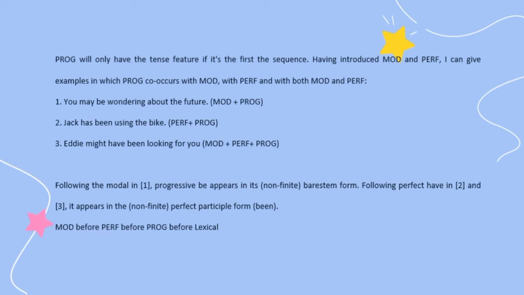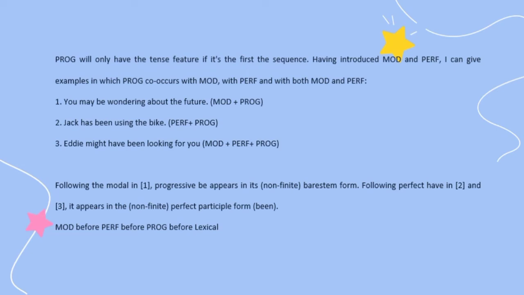Modal auxiliary plus progressive auxiliary. Number 2, Jack has been using the bike. It is perfect auxiliary plus progressive auxiliary. Number 3, Eddie might have been looking for you. It is modal auxiliary plus perfect auxiliary plus progressive auxiliary.